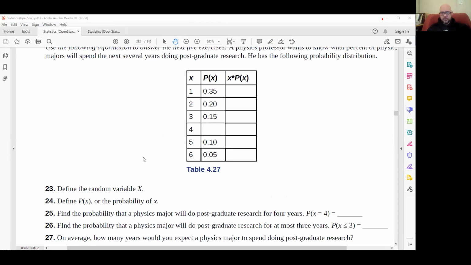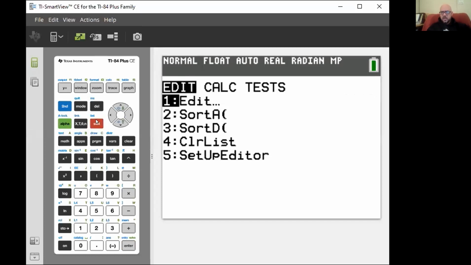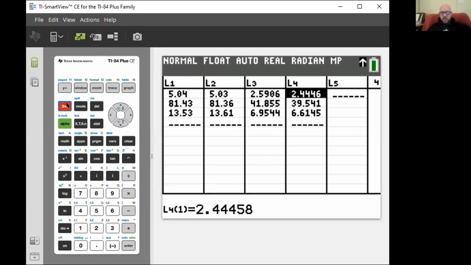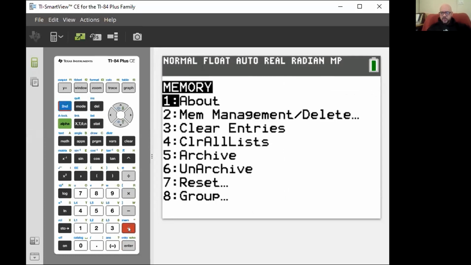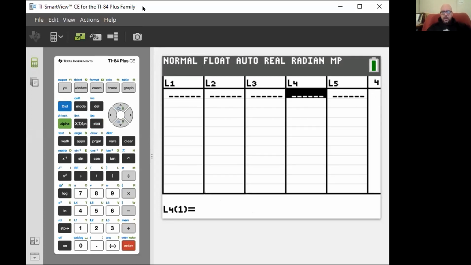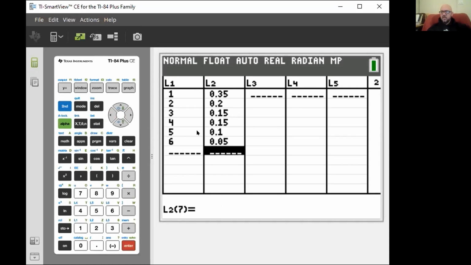All right, calculator. Still got the calculations from the last homework on there. So I'm going to go to stat, edit. Actually, this is from the last homework. So I'm going to quit out of here and go to memory, clear all lists, which is number 4, and then go back to stat and edit. So they're all cleared up. Then I'm going to type the number of years. So X, 1, 2, 3, 4, 5, 6 into L1, and type probabilities. 0.35, 0.2, 0.15, 0.15, 0.1, 0.05 into here, and then we're going to find the mean of that.